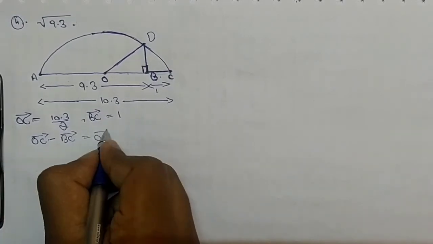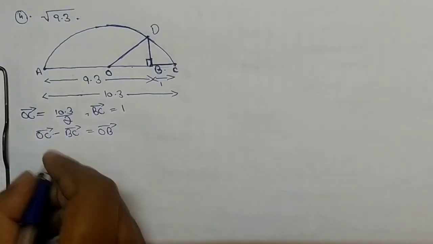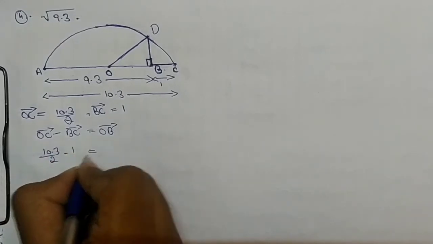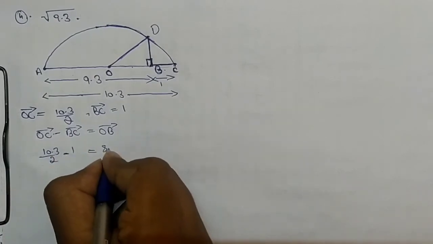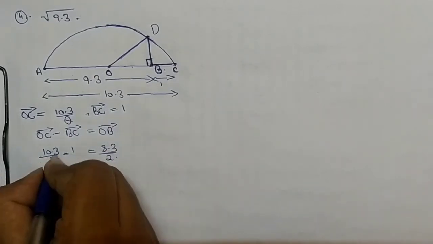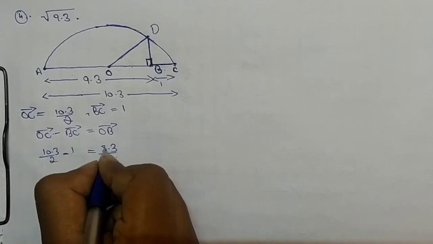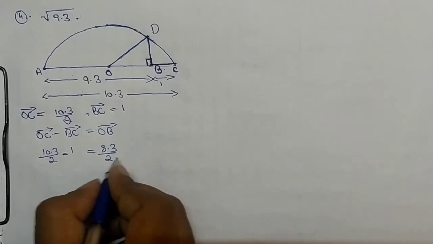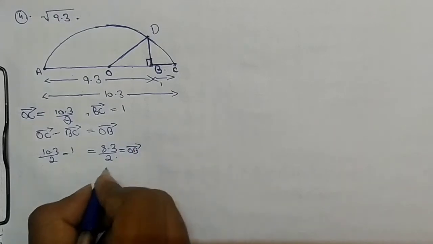So OB is going to be 10.3 by 2 minus 1. Take the LCM: 10.3 minus 2, divided by 2, that is 8.3 by 2. This 8.3 by 2 is the length of OB. We got OB.